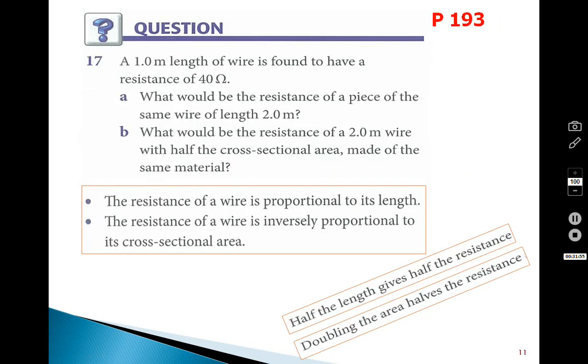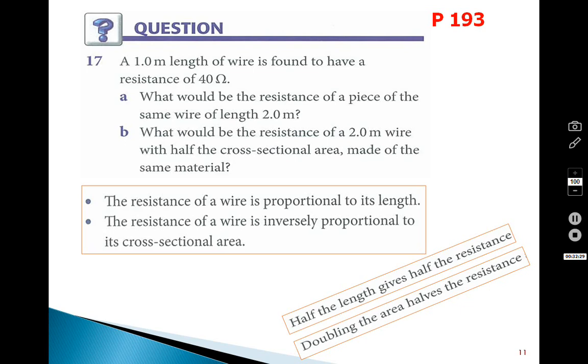On the same page, question number 17. We have a 1 meter length of wire that is found to have a resistance of 40 ohm. One meter of any wire is found to have what? A resistance of 40 ohm. Section A: what would be the resistance of a piece of the same wire if the length is 2 meter?